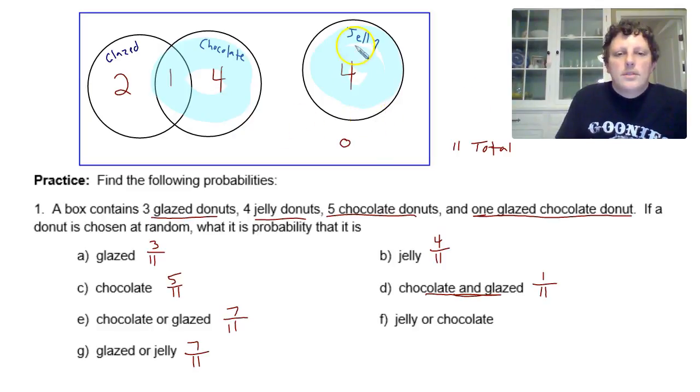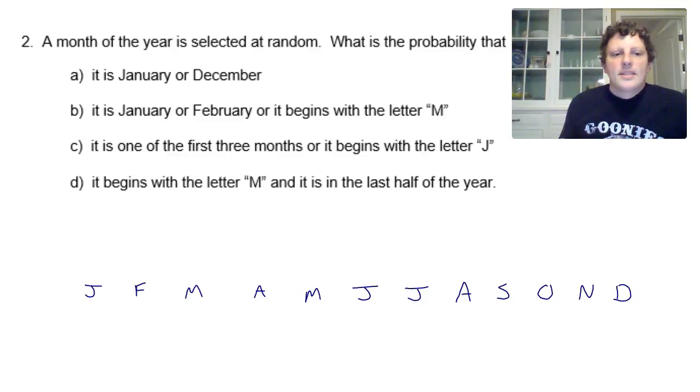They both count. So 4 plus 4 is 8, plus 1 is 9 out of the 11. Hope you're kind of making sense of this, and it's working for you. Let's look at another example. A month of the year is selected at random. What's the probability that it is January or December?